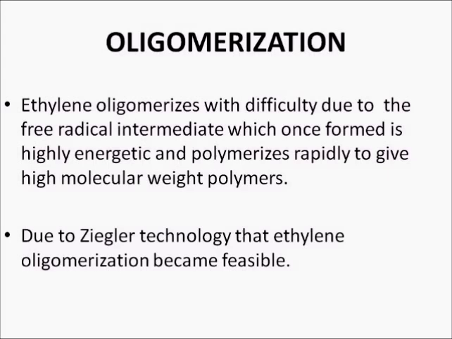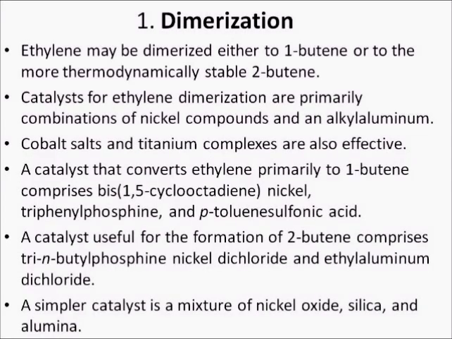Ziegler technology has made the otherwise uncontrollable process of ethylene oligomerization feasible. It is uncontrollable mainly due to its free radical mechanism. Catalytic conversion of ethylene to 1-butene or 2-butene is a dimerization reaction. 1-butene formation is catalyzed by bis(1,5-cyclooctadiene) nickel, triphenylphosphine and para-toluene sulfonic acid. 2-butene is more stable and its formation is catalyzed by tri-n-butylphosphine nickel dichloride and ethyl aluminum dichloride.